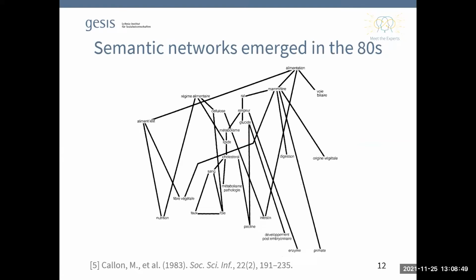Now, we have talked about networks where the nodes are persons or groups or entities with agency in general, but nodes can also be words, for example. Then we would have one type of semantic network. And this kind of research emerged in the 80s. So in this case here, you have words that are often used together. This is then the edge.